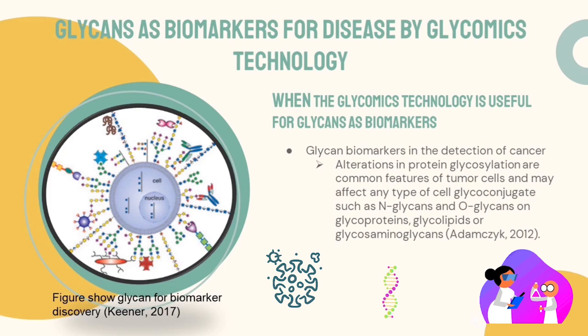I will continue the part on glycans as biomarkers for disease by glycomic technology. First of all, when is glycomic technology useful for glycans as biomarkers? According to Adam Schiff, glycan biomarkers in the detection of cancer. The alteration in protein glycosylation is a common feature of tumor cells and may affect any type of cell glycoconjugate such as glycans on glycoproteins, glycolipids, or glycosaminoglycans.